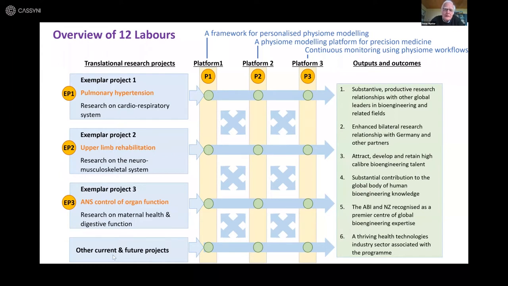So, you know, we're planning to bring in other future projects into these pipelines, but testing the pipelines out with these three exemplar projects, one on pulmonary hypertension, which is led by Marin and Marty, one on upper limb rehabilitation led by Tor, and one on the autonomic control of organ function, both for maternal health around uterine modeling and also for digestive work that the GI group in ABI has been doing. So led by Leo on the digestive side and Alice on the women's health side.